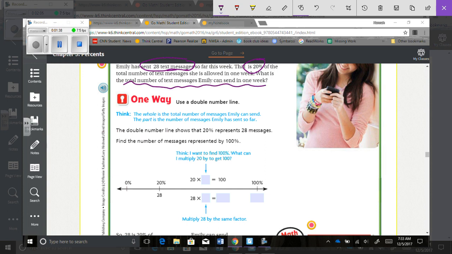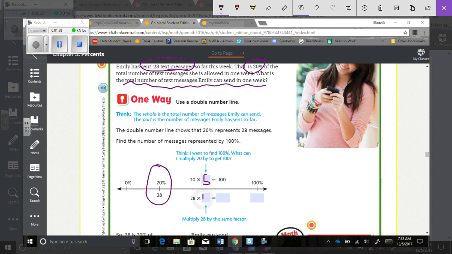So if we think, the whole is the total number of messages Emily can send, the part is the number of messages that Emily has sent so far. If we use the double number line, we look over here and it already shows us that 20% is represented by 28 messages. So to find the number of messages represented by 100%, we have to think yet again, what can I multiply 20 by to get 100? And we have already said that that is 5. So 20 times 5 gave us 100%, but we have to do the same thing to the bottom.